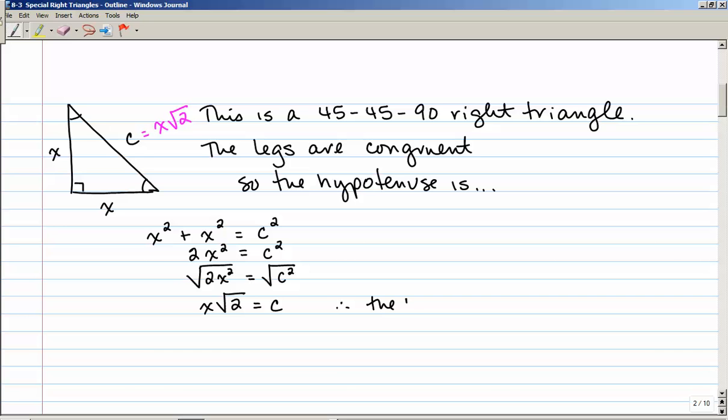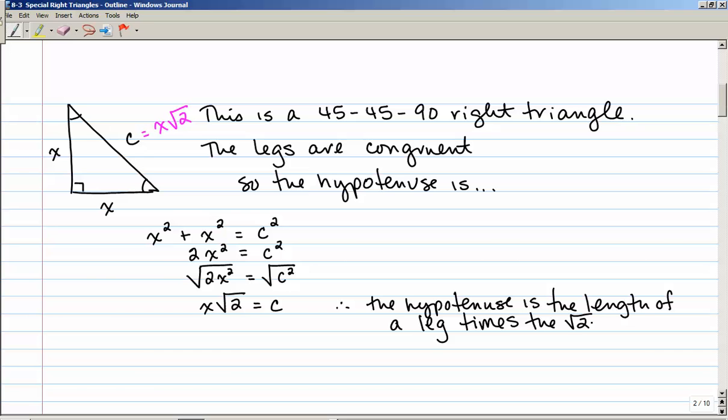Therefore, the hypotenuse is the length of the leg times the square root of 2. And this is going to be true for every 45-45-90 right triangle. Whatever the leg is, the hypotenuse, or the longest side, is leg times the square root of 2. Here's how I like to remember it in a little formula form. Hypotenuse equals leg times the square root of 2.